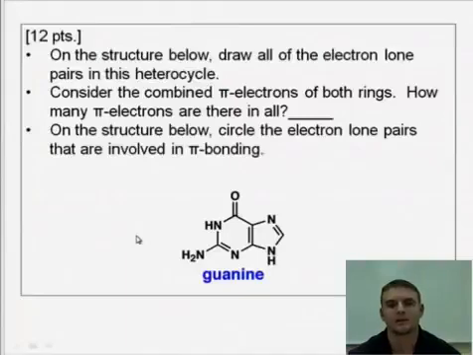So the first part of this problem says to draw all the lone pairs in the heterocycle. So if we remember that nitrogens want 3 bonds and 1 lone pair, and oxygens want 2 bonds and 2 lone pairs, we can quickly fill in all the lone pairs on the guanine structure as shown here. The second part of the question asked us to consider all the pi electrons in both rings and how many pi electrons are there in all. And note, we're not just concerned with the pi electrons on the ring directly, we need to consider the pi electrons of the atoms appended to the ring.